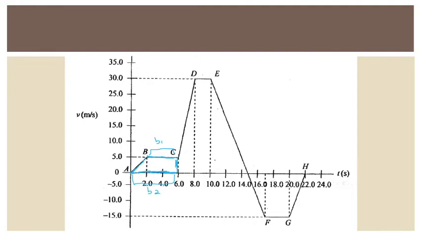Now, if you're looking at this next shape, this whole thing here, the rest of the positive area, that's not a trapezoid. And so what you need to realize here is that you need to break up this part from C to D, basically, into a triangle and a rectangle beneath it.